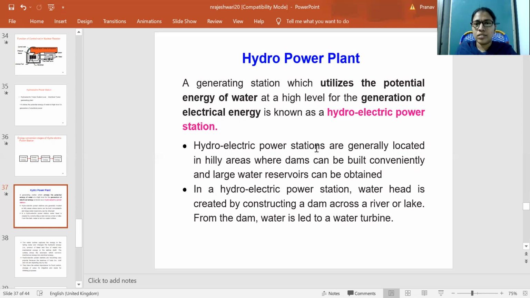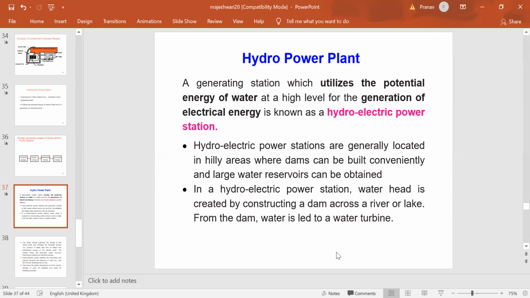Hydroelectric power stations are generally located in hilly areas where dams can be built conveniently and large water reservoirs can be obtained. In hydroelectric power stations, a water head is created by constructing a dam across the river or lake. From the dam, water is led to the water turbine. So a hydroelectric power station is one of the electric energy generating plants.